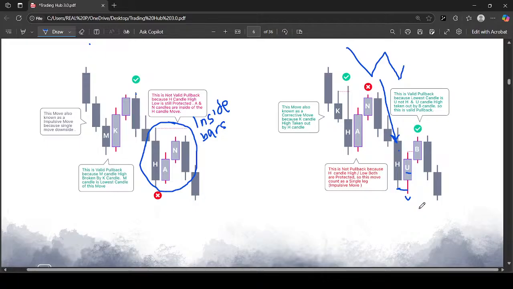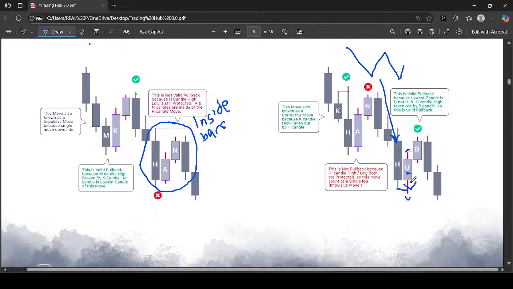So if at any point a new candle, any candle at all, forms and takes out what? The high of our prominent candle, which happens to be the U candle, then we have what? A valid pullback. If at any point in time a candle forms and that candle takes out the high of our prominent candle, which is what, the U candle, then we have a pullback. So that's what happened here.